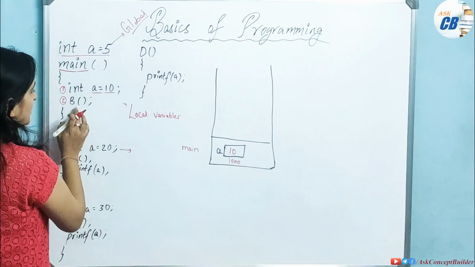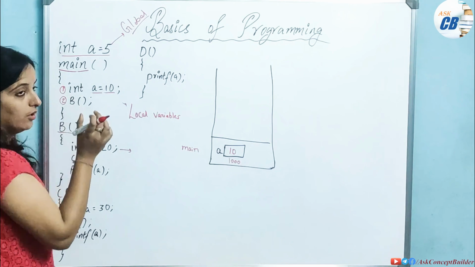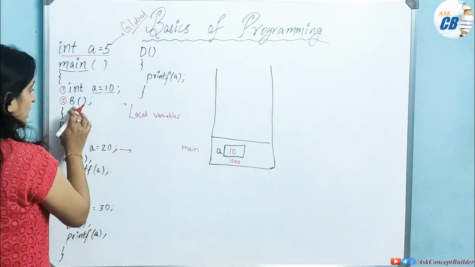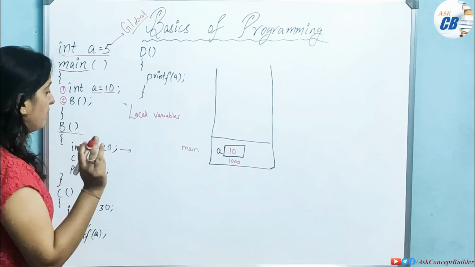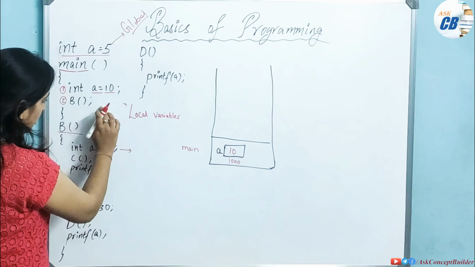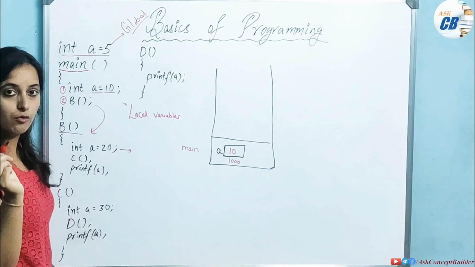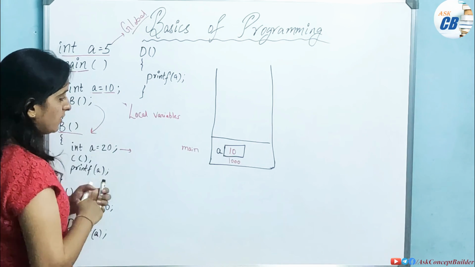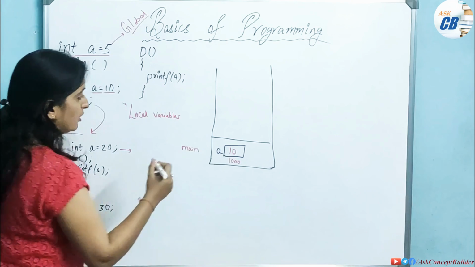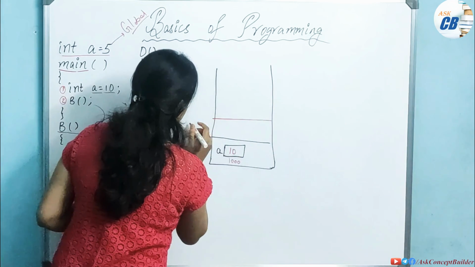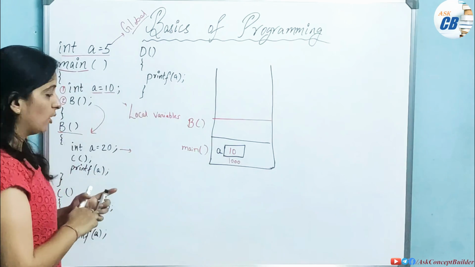Now what is the second statement? The second statement is b, so it is calling your b function. When it calls the b function, we have to go to the b function. Now see, it will go to the b function, which is here. Now see what will happen again. When it is calling this b function, again what will happen in the stack? For this b function, again a memory will be allocated.